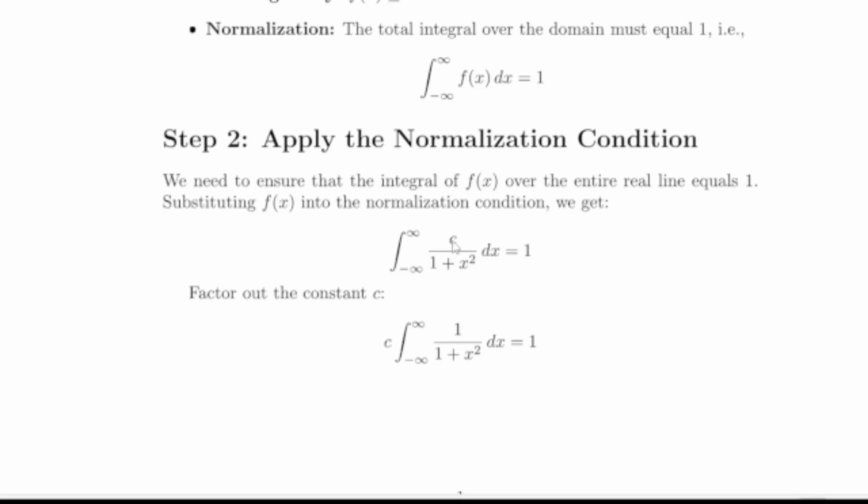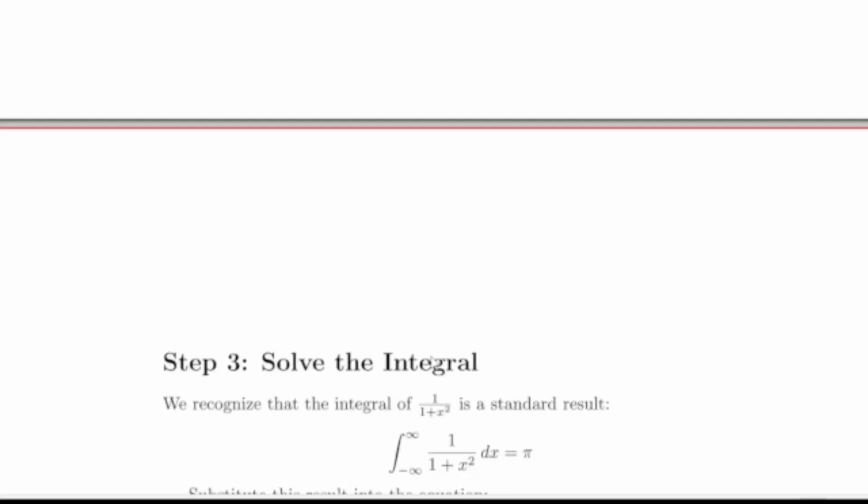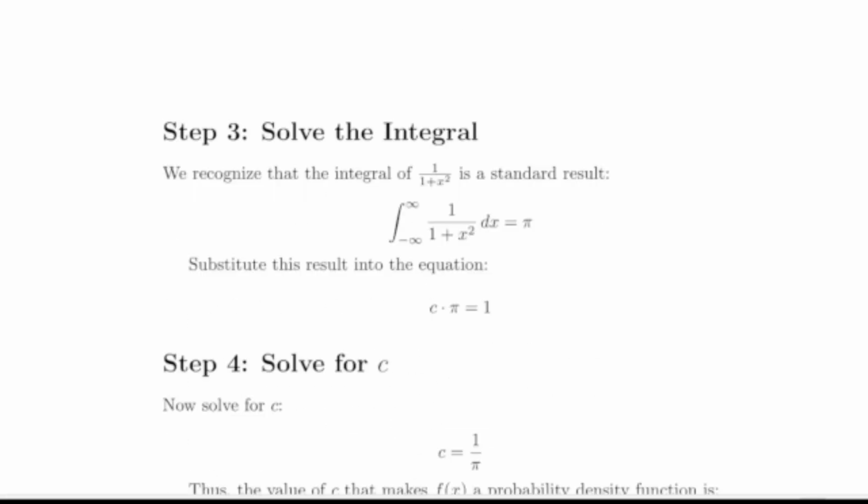So what we're going to do is factor out the c since it's a constant, and then we're going to evaluate the integral. You can show how this integrates to pi by first splitting this up into two integrals, let's say from negative infinity to 0, and then from 0 to infinity.